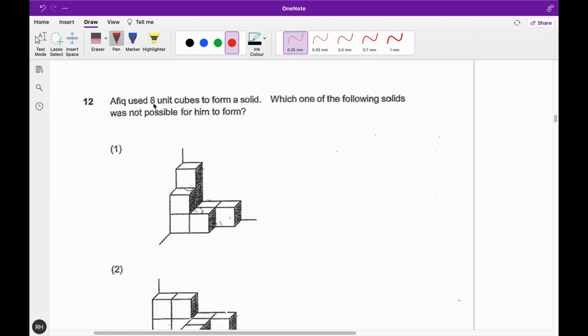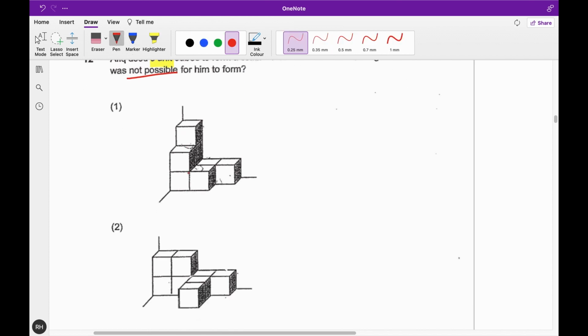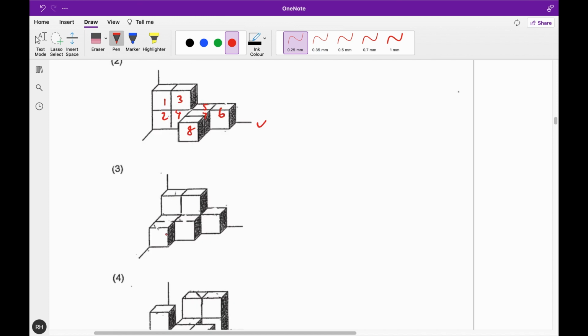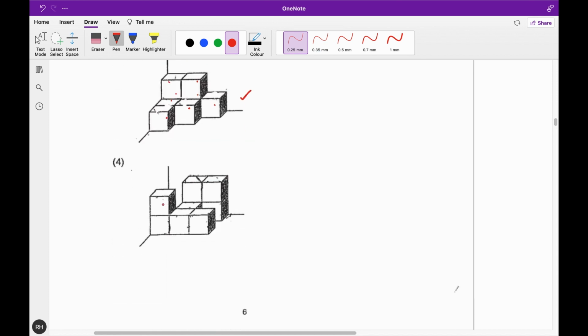Question 12. After you used 8 unit cubes to form a solid, which one of the following solids was not possible for him to form? Okay, so we have 8 unit cubes to form a solid. Option 1. How many cubes do you have? 1, 2, 3, 4. Below is 5. And then here is 6, 7, 8. Okay, so this is possible. 1, 2, 3, 4, 5, 6, 7, 8. Okay, so this is also possible. We have 1, 2, 3, 4, 5, 6, 7, 8. Okay, so this is also possible.